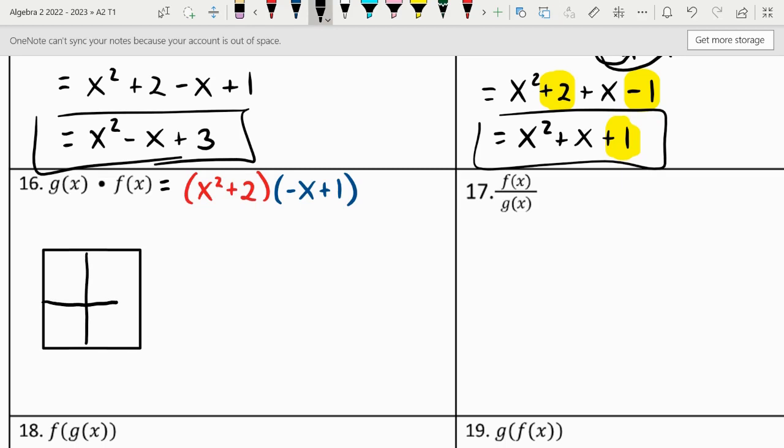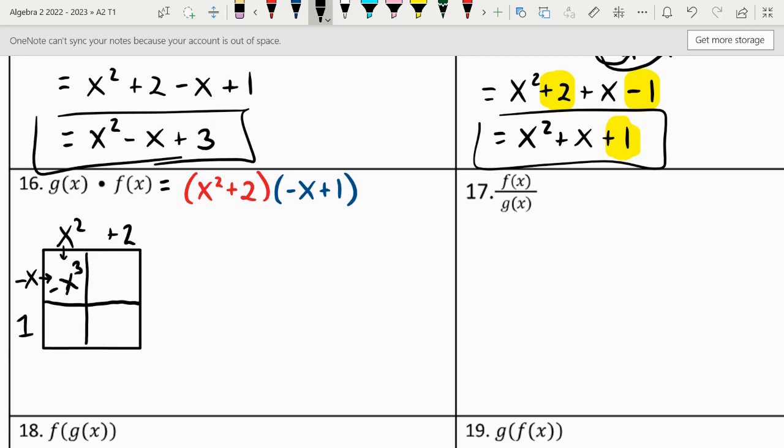Okay, you're going to need a box. In that box, we're going to need to put the two things that we're multiplying on the outside. So x squared plus 2, and then we have negative x plus 1. And we multiply straight across. So for example, in this box, we would take negative x times x squared to get negative x to the power of 3.